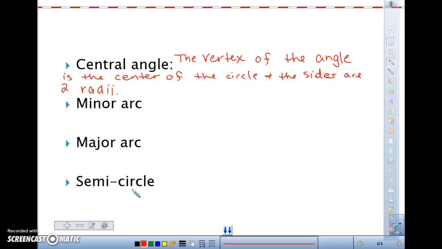All right, a couple of different types of arcs. We have some classification of arcs. An arc is a portion of a circle. It's part of the curve. So a minor arc is going to be less than half the circle. So how many degrees does it have to be less than? 180. So less than half of a circle, or less than 180 degrees. A major arc is going to be more than half the circle, or more than 180 degrees.